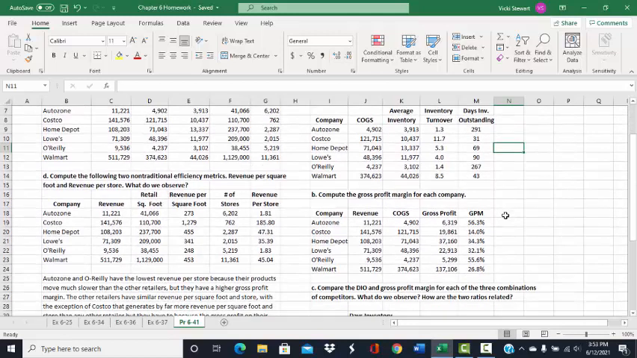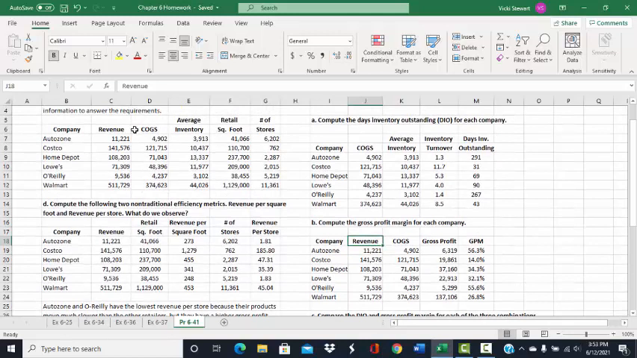In the B portion, it asks us to compute the gross profit margin for each company. So again, I have copied information that we were given in the problem, the revenue and the cost of goods sold, to compute the gross profit. So for each company, revenue minus cost of goods sold equals gross profit. Then to compute the gross profit margin, I have taken the gross profit for each company and divided it by their revenue and gotten the gross profit margin for each of the 6 companies.